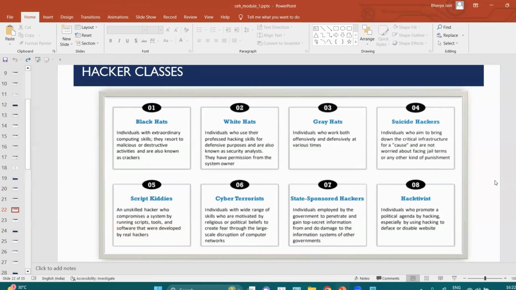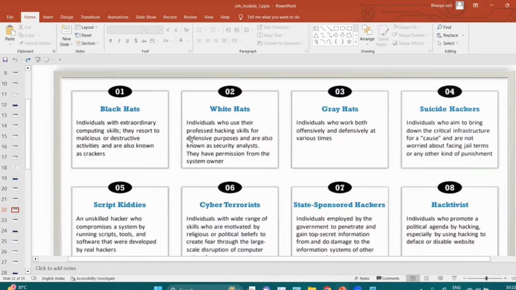Then we have hacker classes, which are types of hackers. First, black hat hackers are the illegal ones who compromise systems in an unauthorized way. They are also known as crackers. Then we have white hat hackers, who protect the system. They also hack the system, but by following all the permissions. So they are known as white hat hackers.